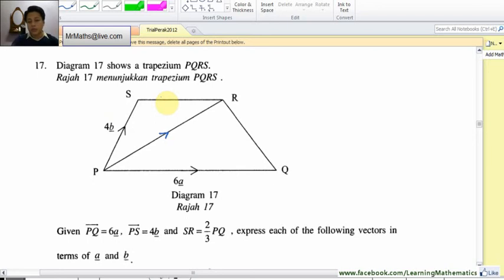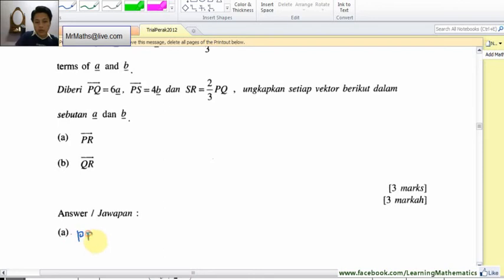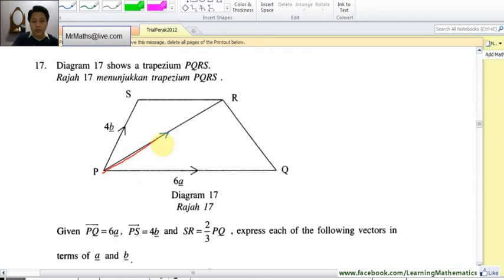PR is equal to PS plus SR. Let's take a look at the diagram again. It's this one, right? PS is the red one, so that is equal to PS and then plus SR. But SR is 2/3 PQ. SR is 2/3 of PQ. But PQ is 6a.